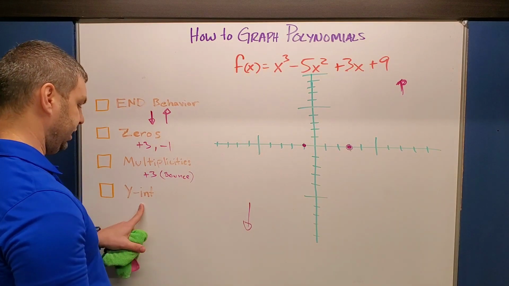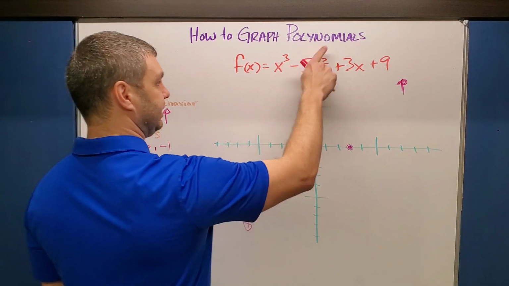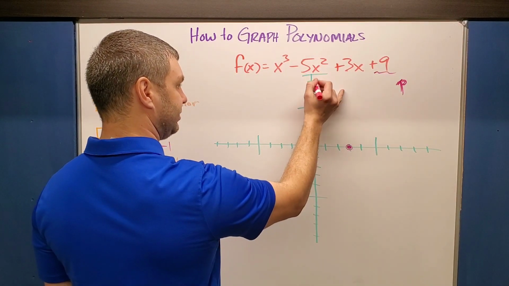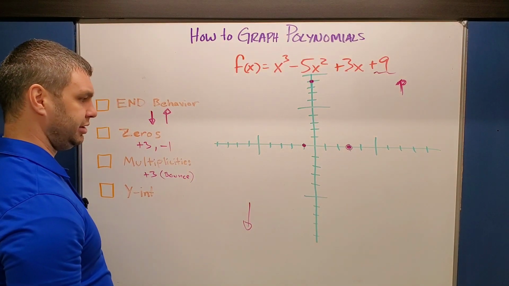And then the last thing I don't have on here is that we have a y-intercept. If I were to plug in 0 for all my x's, that's going to cancel, cancel, cancel, and I would just be left with 9. So on my y-axis up here, I'd be up at 9. I'm just going to put a dot there. So let's just see if all that would work.